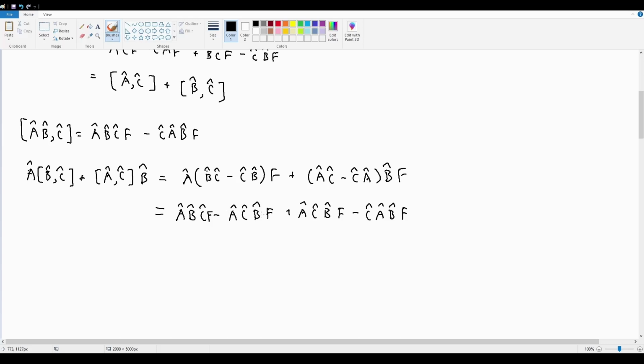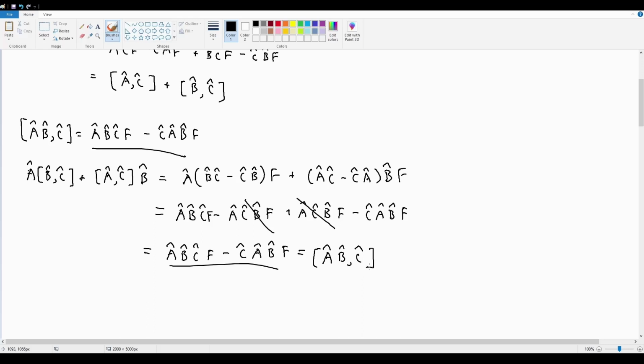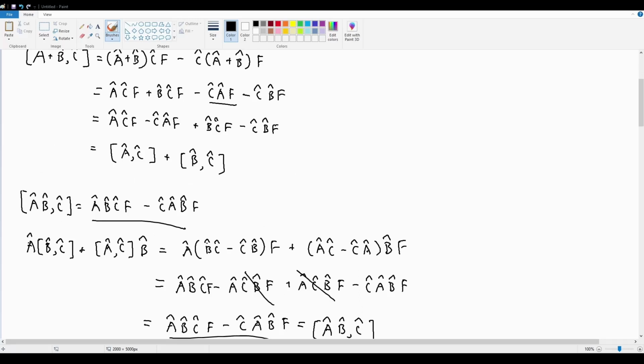So a c b, these two terms cancel. What we're left with is a hat b hat c hat f minus c hat a hat b hat f. And if we look, this is exactly the same as this, right? a hat b hat c hat minus c hat a hat b hat. Therefore, this is equal to a hat b hat commutated with c hat, like that. And that's part A. So now let's do part B.